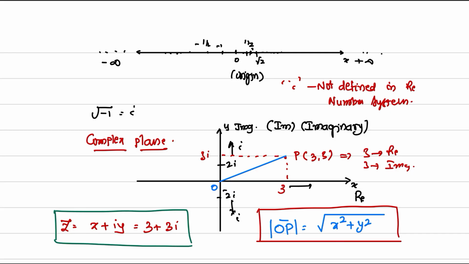To find the distance from the origin on a line, we need not find the x and y components, because it is only on a single line of x. Whereas in the case of a complex number, the magnitude of OP, this is called the magnitude, is equal to the square root of the x-axis component squared plus the y-axis component squared. In this case, it is the square root of 3 square plus 3 square, for the example we have taken.